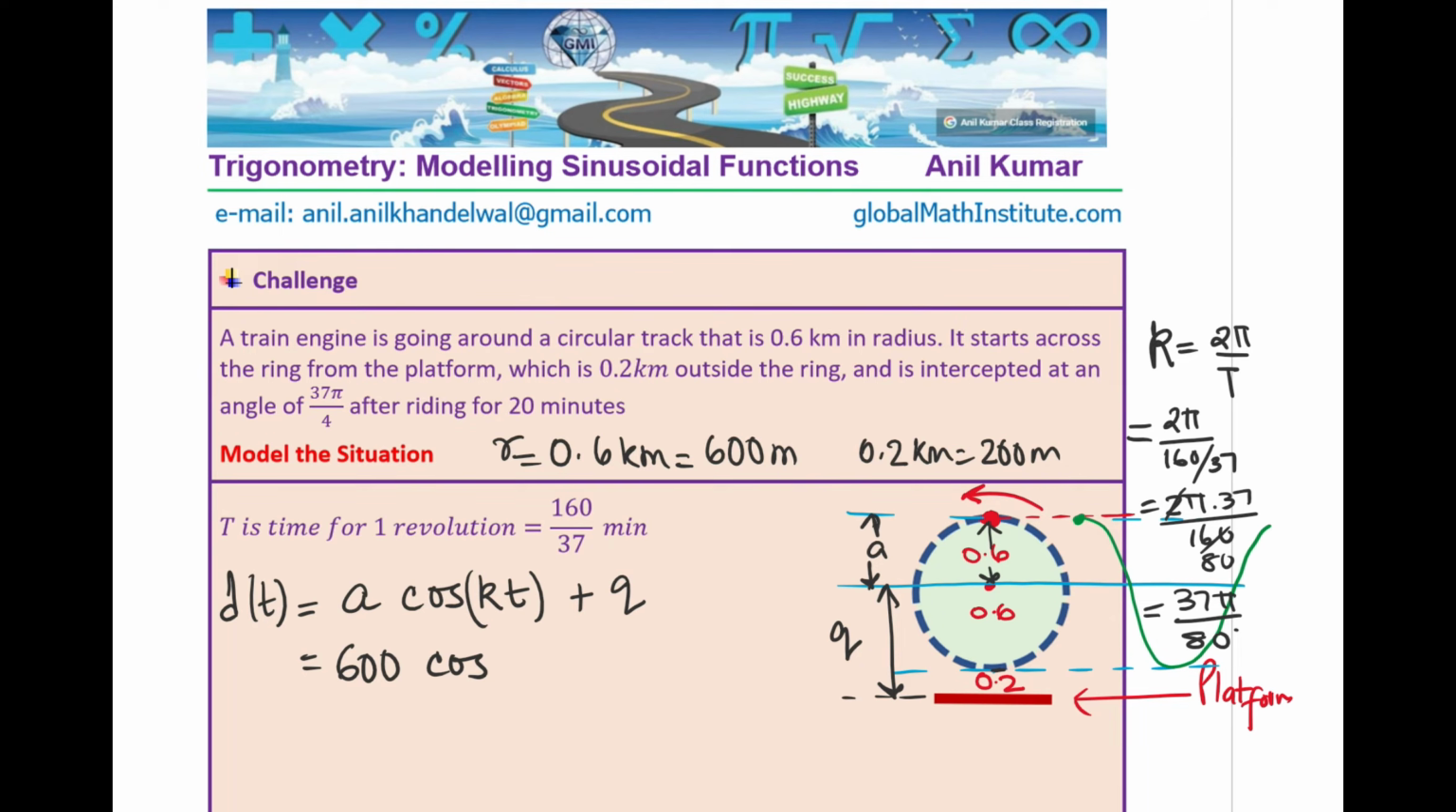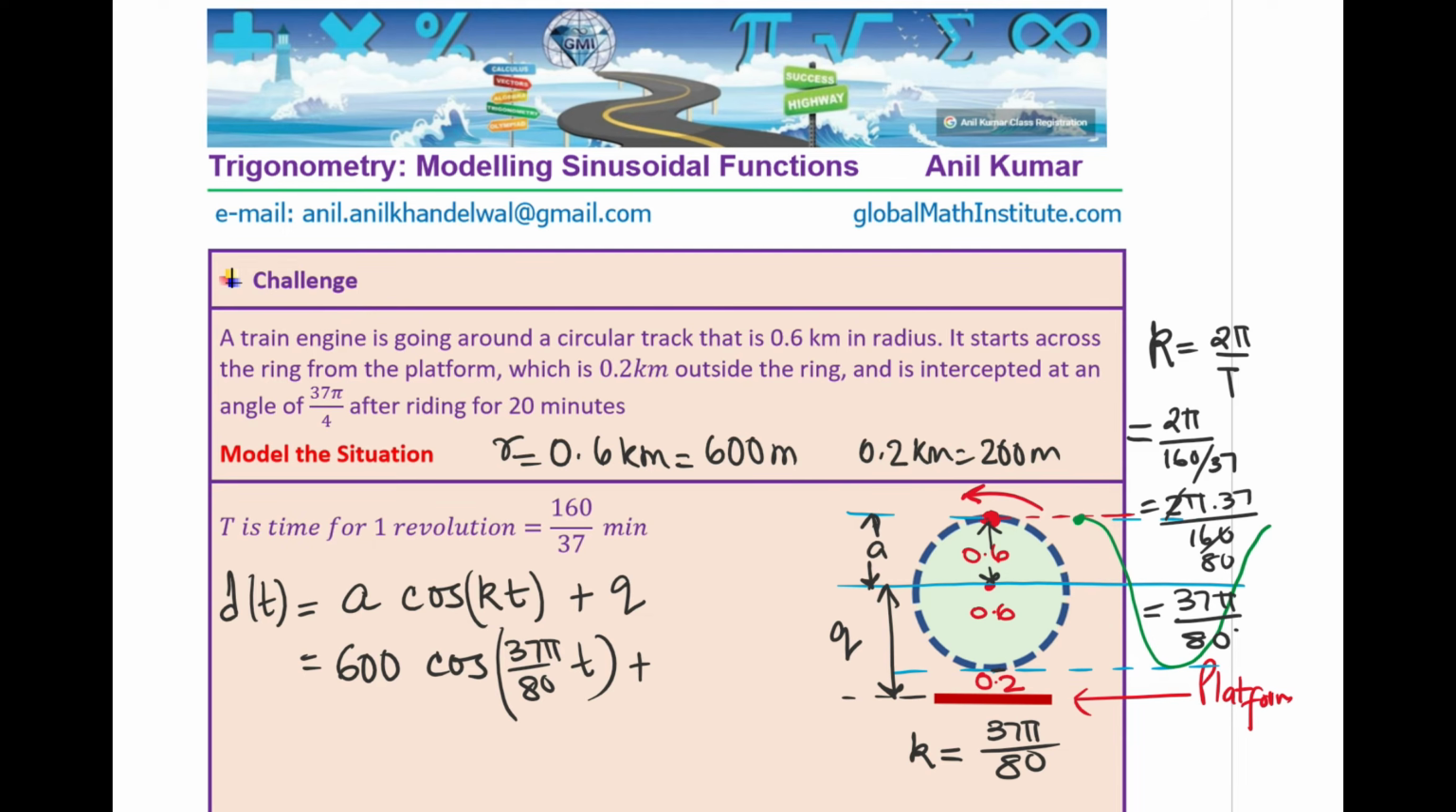Does it make sense to you? Correct? So that is how I can get the value of k. So the calculation shown here indicates that the k value is 37 pi by 80. Clear? So I'm writing k as 37 pi by 80 times t, of course, no phase shift since we are starting from the maximum.